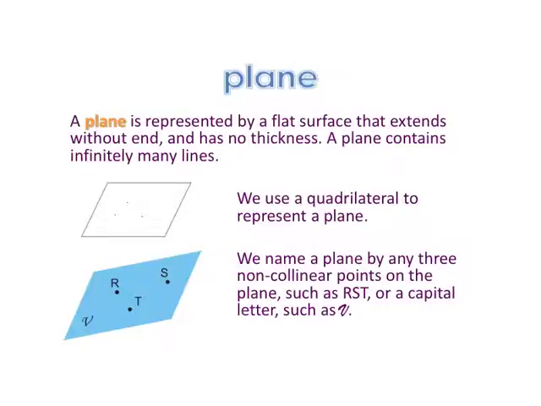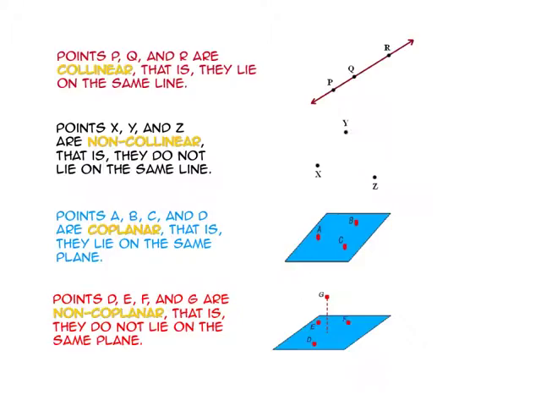A plane is represented by a flat surface that extends without end and has no thickness. A plane contains an infinite number of lines. Think of a plane as being the surface of the ocean or a large field. When we draw a plane, we use a quadrilateral to represent that plane. When we name a plane, we use any 3 non-collinear points, such as point R, point T, and point S, or we use a capital letter. So here this would be plane RTS or plane V.